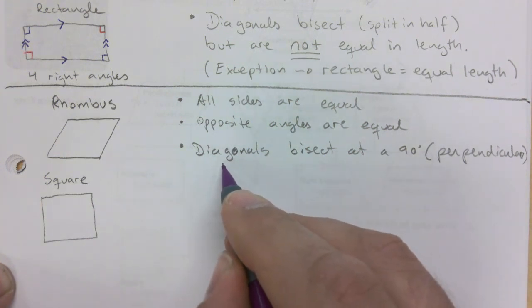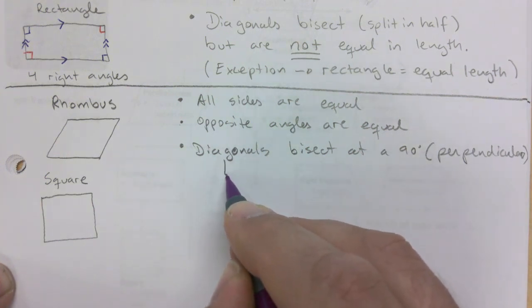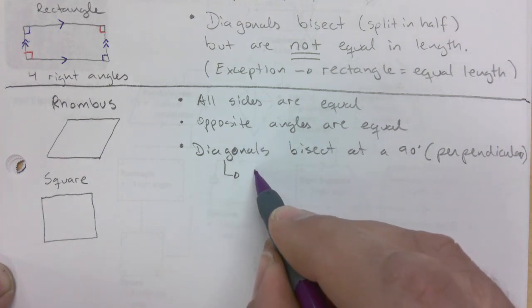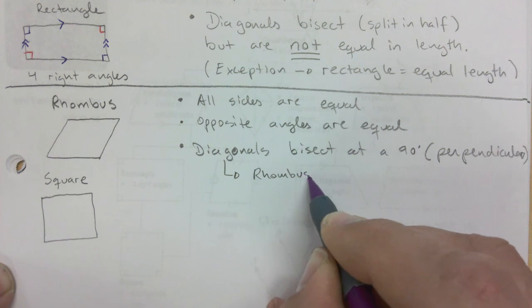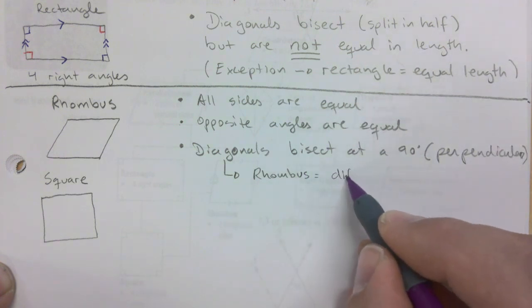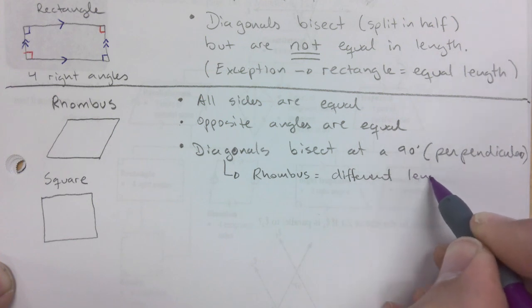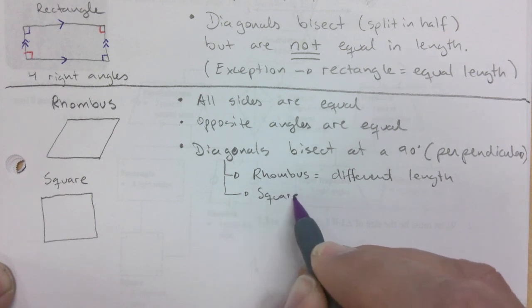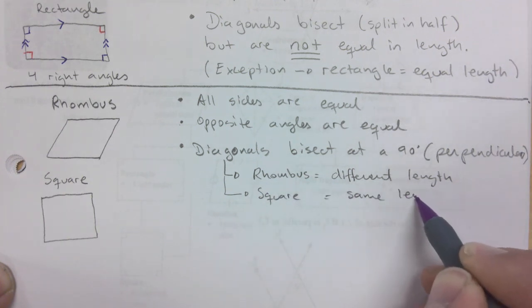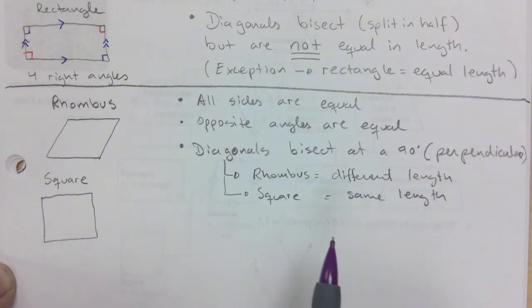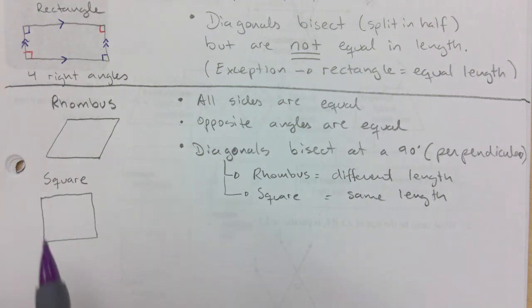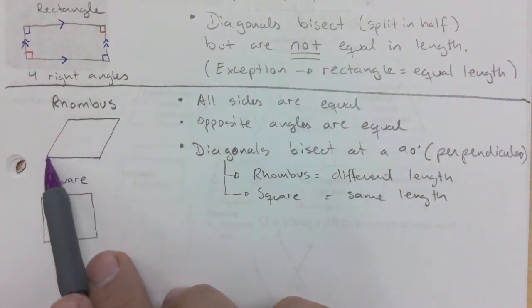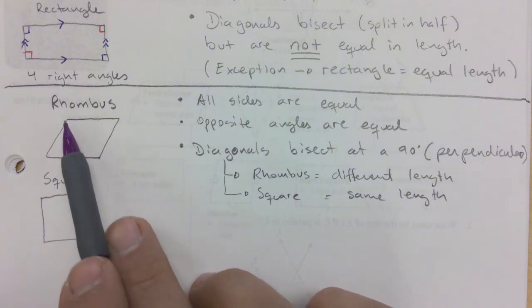I'll make this differentiation, right? Rhombus, different length. Square, same length. That's probably what we should have done up here, right? Parallelogram, different lengths; square, same length. So think about it again. There'll be a long diagonal and there'll be a short diagonal, okay?